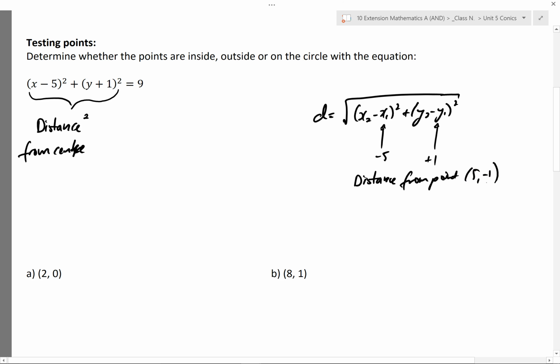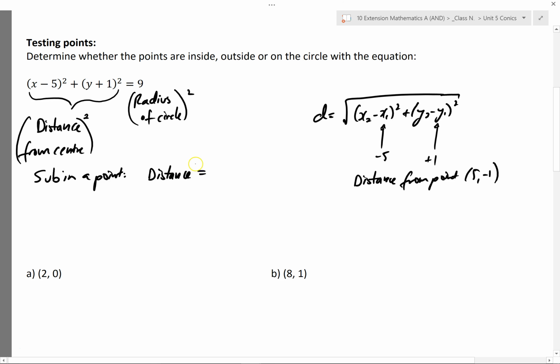Okay, so the left-hand side is the distance from the center, and this 9 here is just the radius of the circle. Okay, again, squared. Test it is sub in a point. Okay, if the distance squared equals the radius squared, so left hand side equals right hand side, that means that it's on the line or on the circle.